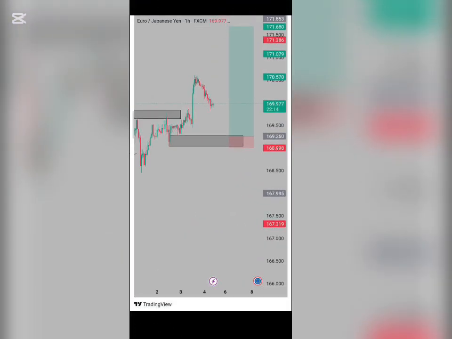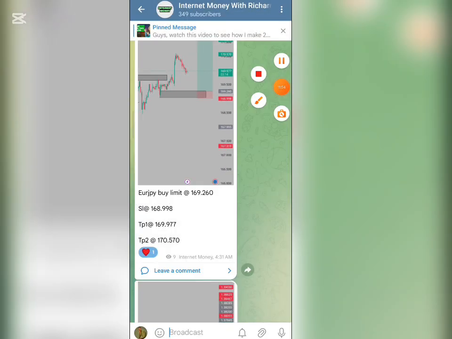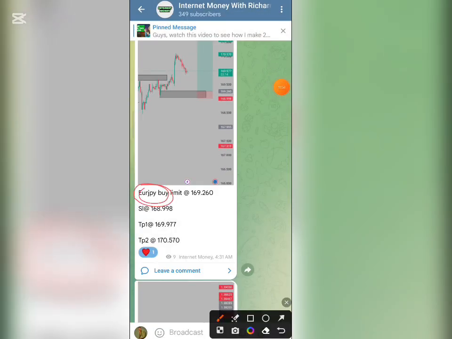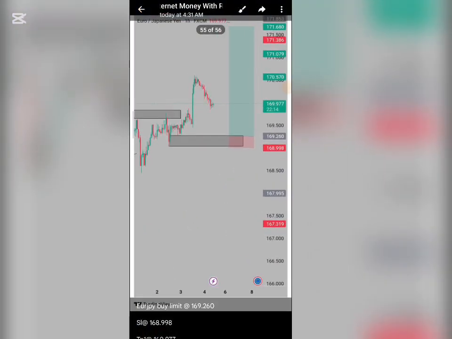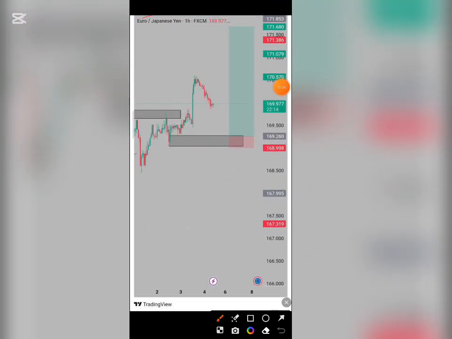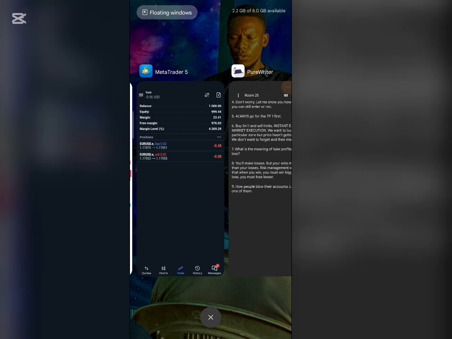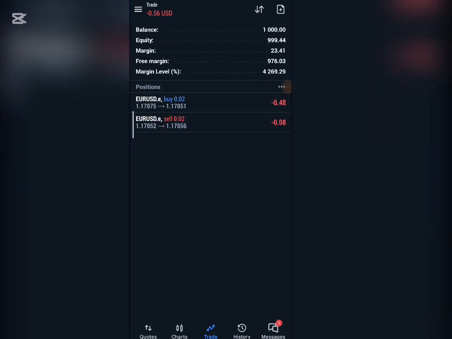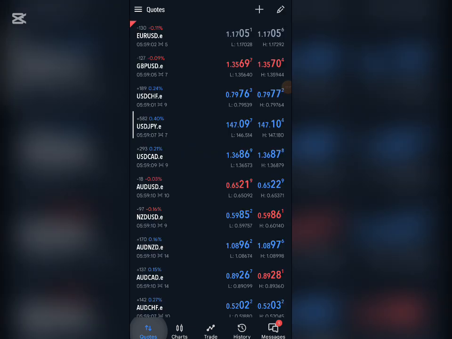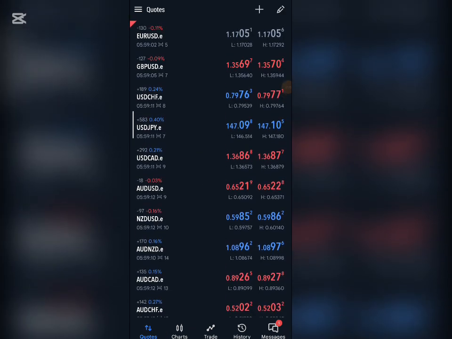So what do you look at? Number one, you look at the currency. Here I wrote Euro JPY. How do you know that from the screenshot? If you look at the top right here, you see Euro Japanese yen. JPY means Japanese yen. So you go back to your MT4 or 5, go under quote, then find Euro JPY.